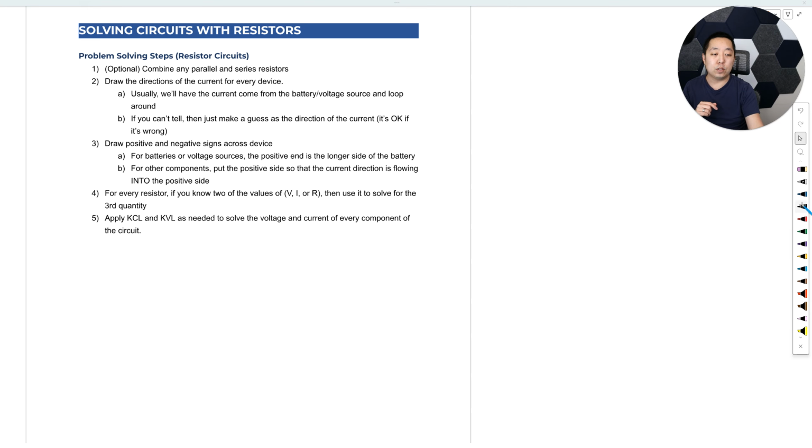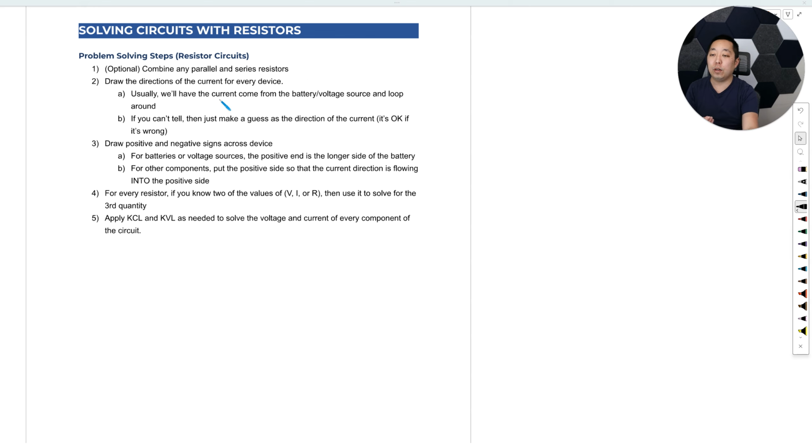So the first step is optional. You might combine any parallel and series resistors. That's only if you do not need to analyze the separate components, okay? So it's up to you on this one. This is an optional portion. It depends on the problem whether you're going to do this or not.